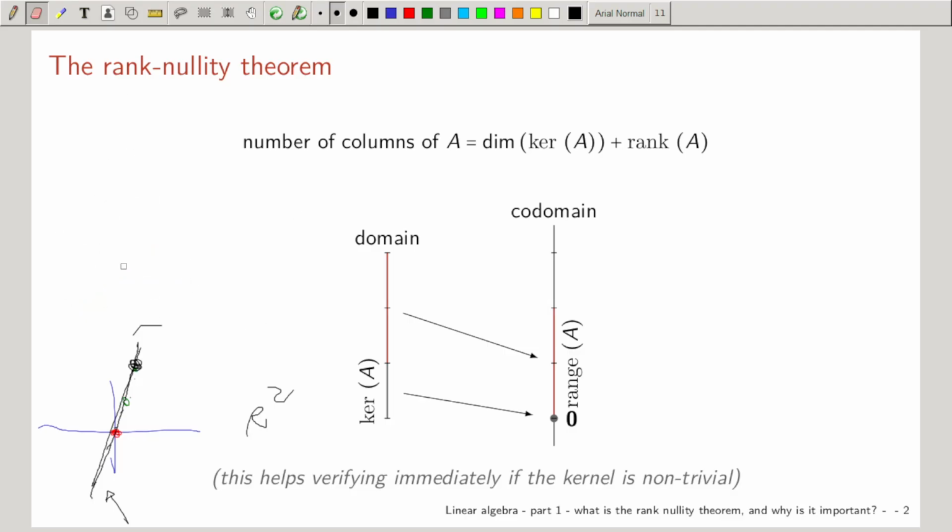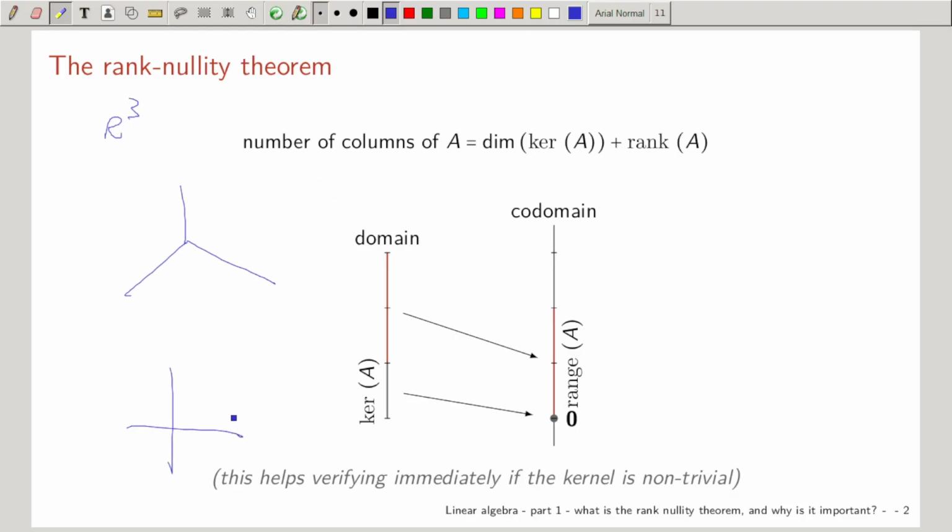Perfect. Let's make another example. Now we go from R3 into R2. What is the dimension of matrix A? Discuss.